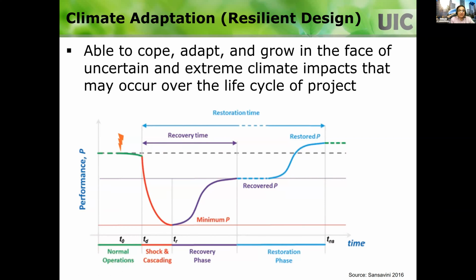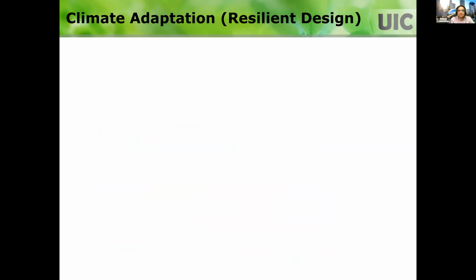So what we are trying to do now is take into consideration these extreme floods and extreme heat. These things are going to happen. We cannot do anything about it. But whatever I design, can it withstand these extreme events? There's a lot of work going on in this area. This is called resilient design, or climate adaptation, or design for climate change.